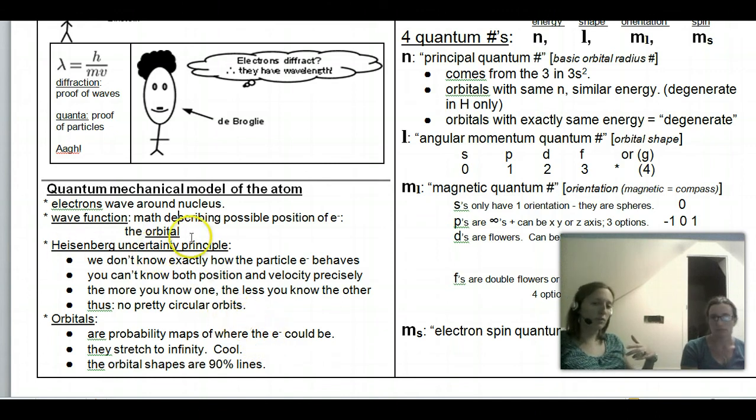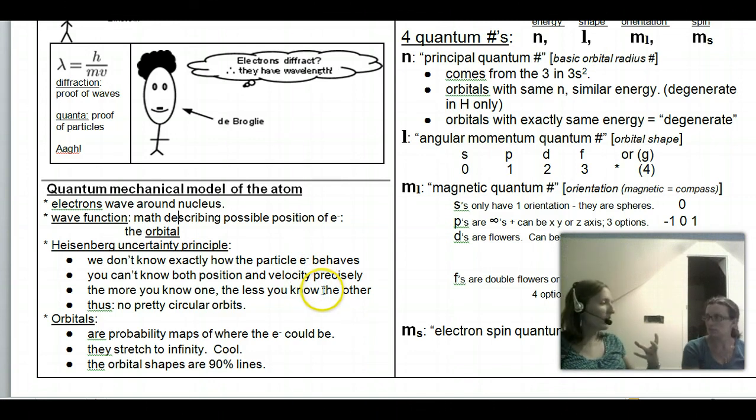That has to do with the Heisenberg uncertainty principle, which is that you can't know both the position and the velocity of a particle perfectly at the same time. That comes from this formula here, where you can't know both the position and the velocity, so that the more you know one of them, the less you know of the other one. And so it's kind of a balance.